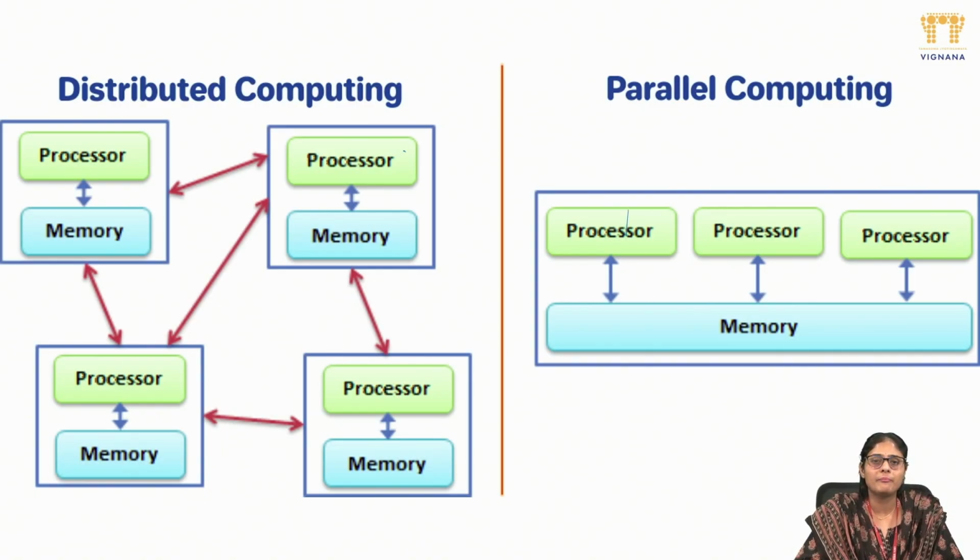Here, big data is completely dependent on distributed computing. So big data has two main components. One is HDFS, the other one is MapReduce.